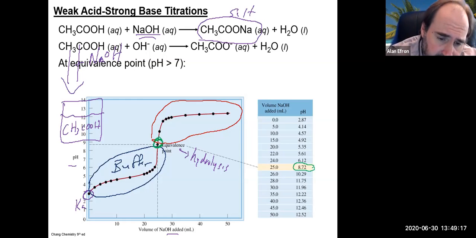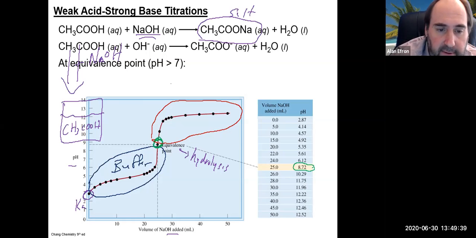So again, it does require one ice table. The purpose of the ice table in the red area is to figure out the concentration of your strong base, and then you can obviously get your OH minus, your pOH, and then your pH. Any questions on any of that we talked about, I think, last time?